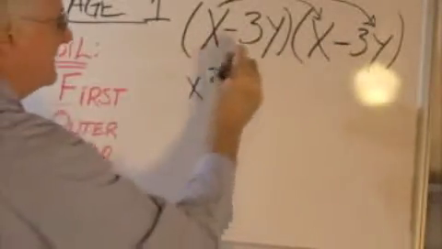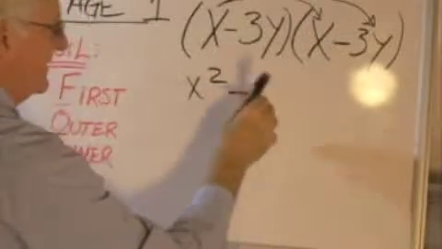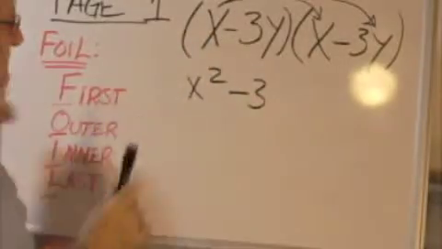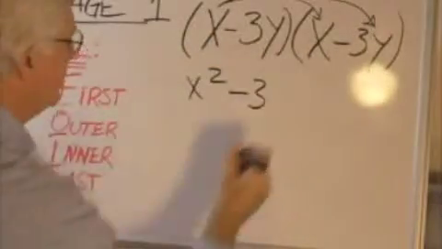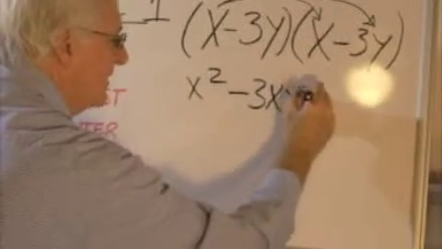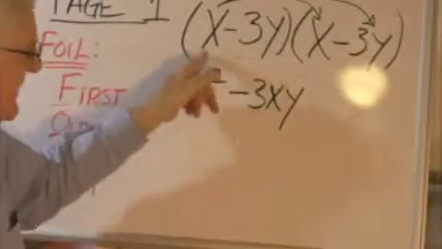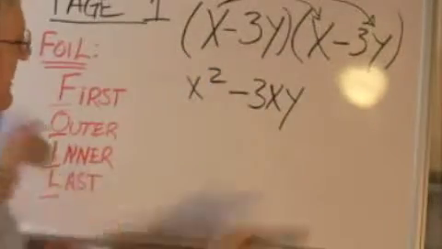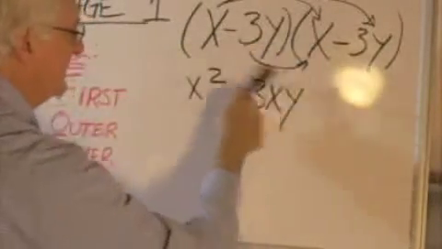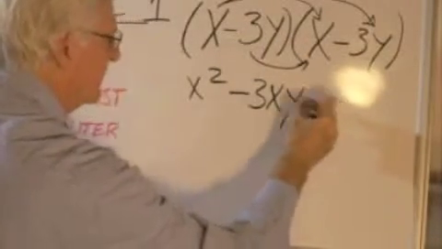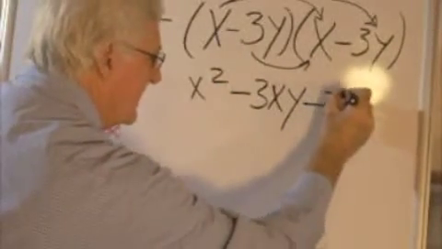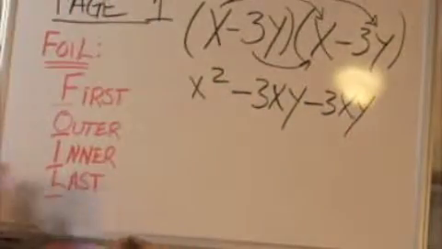The sign is negative times a positive. That is negative. The number is 3, and you've got X. But you also have Y. So the sign, the number, and the letters, X and Y. Very simple. You just add the X to the 3Y combination there. Now, the inner 2. What sign is that? And what sign is that? Negative times positive, negative. The number is 3, and the letters are X and Y. Negative 3XY.